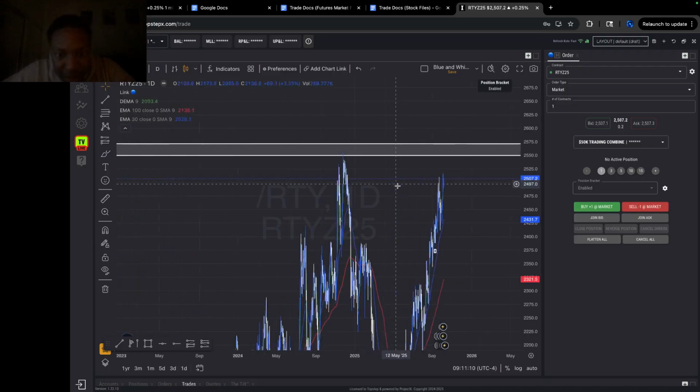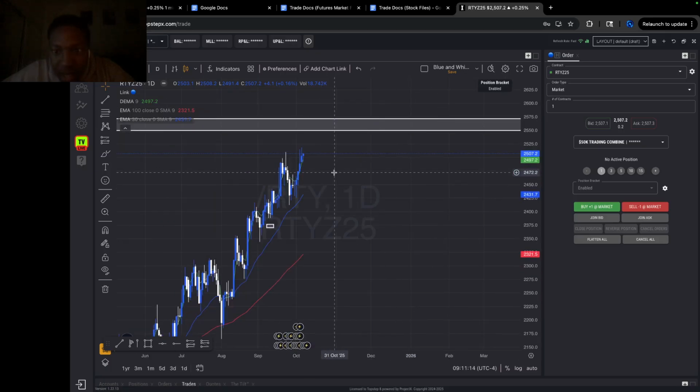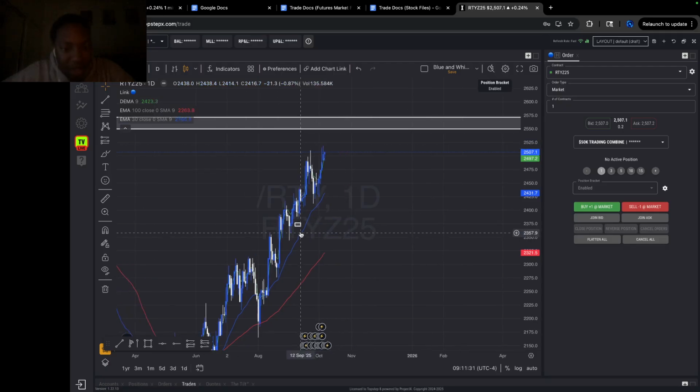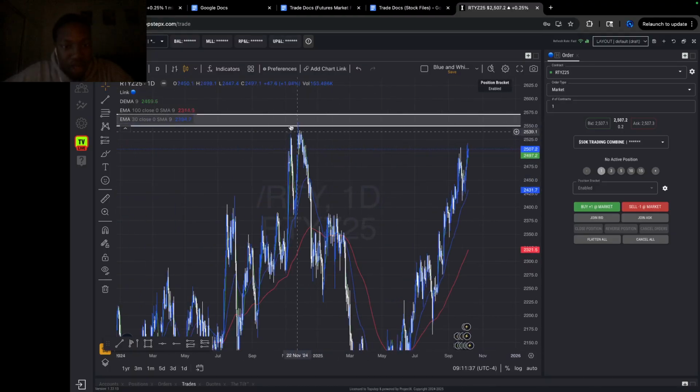So what I'm expecting is that we're going to keep building value. We came down yesterday, and we've been developing value for the past couple of days. I expect that we come over here and we get some nice rejections off of that, right? And that's probably going to happen later in this week, only because this is on the 1 day chart.